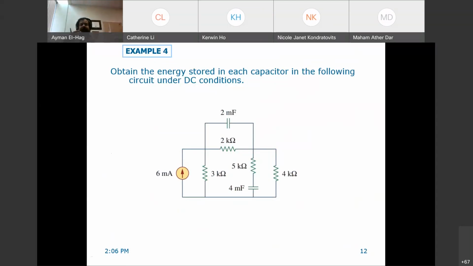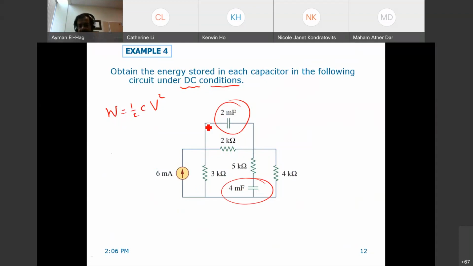I will tell you what is the energy stored in this. Here it says: obtain the energy stored in each capacitor under DC conditions. So we have here a current source, and we want to know how much energy is stored in this capacitor and how much energy is stored. We know the energy is equal to 1/2 CV squared.